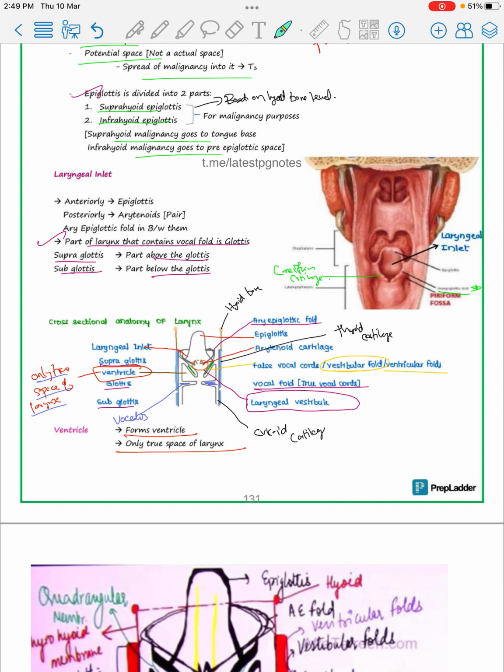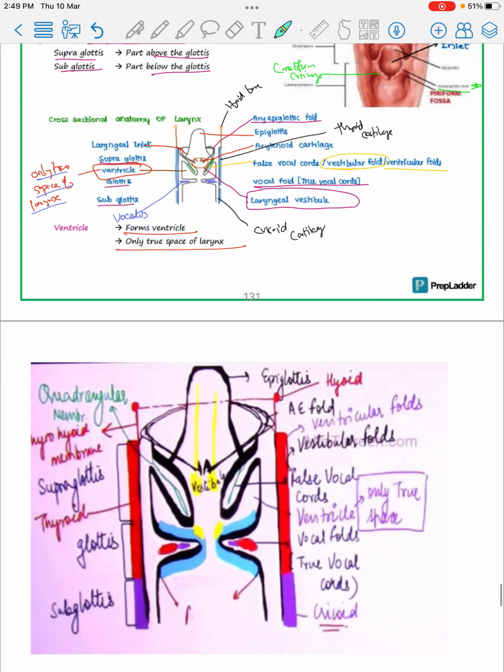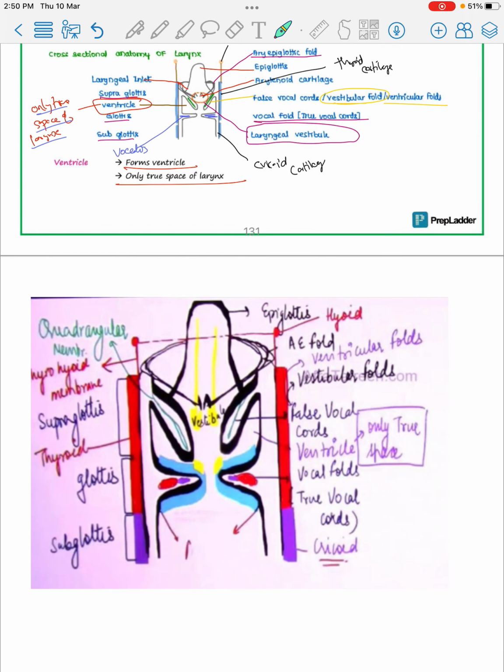Then this is a small cross-sectional diagram of the larynx. You can see here the vocal cord surrounded by vocal ligament and membrane. This is the true vocal cord. Then this is the false vocal cord formed by the quadrangular membrane. When you see from above, it appears as a vocal fold. The space between this false and true vocal cord is known as the ventricle. Okay, this is a true space.